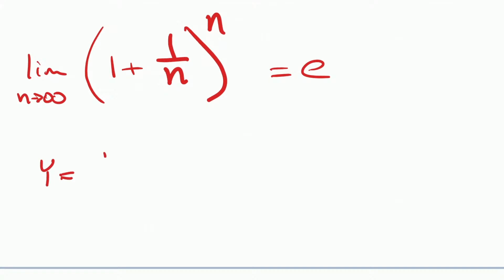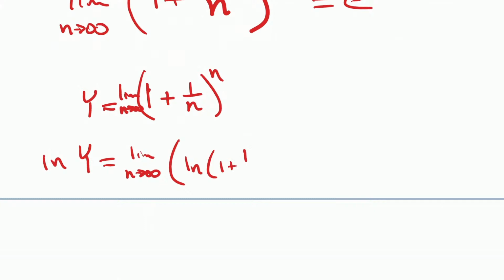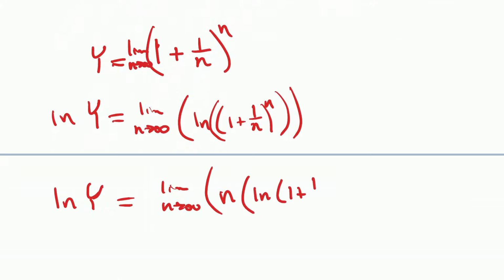We could call this capital Y, which is going to be the limit as n approaches infinity of (1 plus 1 over n) to the n. And then we'll do the natural log of y, which is going to be the limit as n approaches infinity of the natural log of (1 plus 1 over n) to the nth power. So natural log of y is the limit as n approaches infinity of n times the natural log of 1 plus 1 over n.